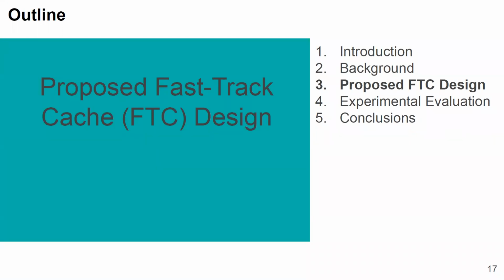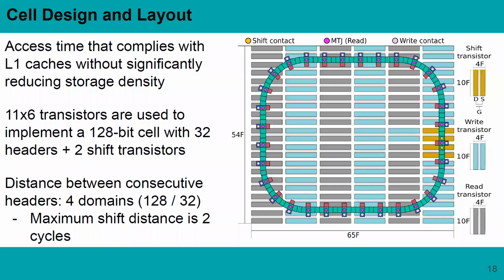Now we are going to introduce the proposed FTC design following a bottom-up approach. First, we propose a racetrack memory cell tailored to L1 data caches. Then, this cell is used to implement an FTC module. Finally, modules are combined to implement the cache data array. The challenge when designing a racetrack memory cell for L1 caches is to reduce the access time as much as possible without significantly reducing the storage density of this technology.